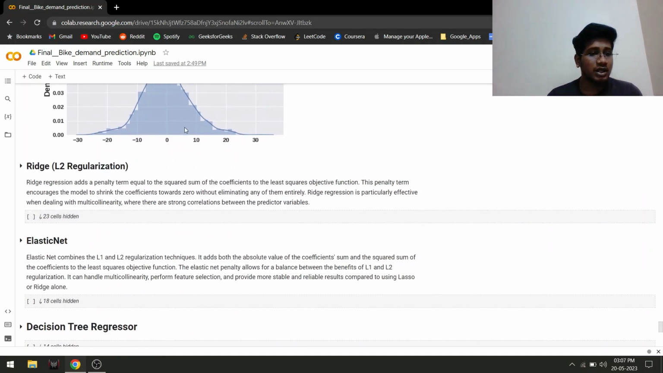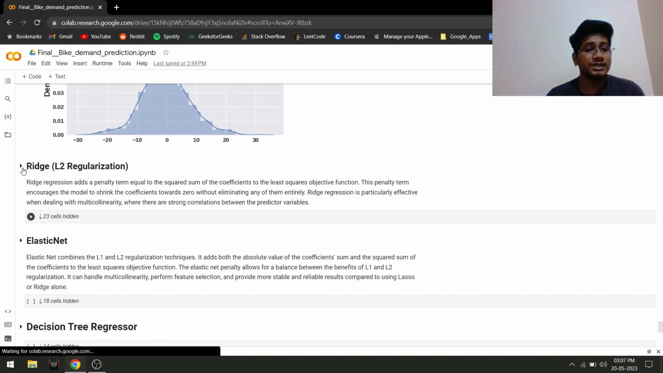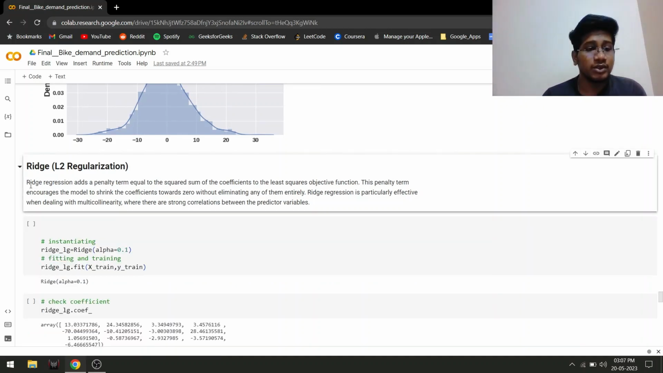After completing this, we will move to ridge, that's L2 regularization. What is L2 regularization? Ridge regression adds a penalty term equal to the squared sum of coefficients to the least square objective function. This penalty term encourages the model to shrink the coefficients towards zero without eliminating any of them entirely. Ridge regression is particularly effective when dealing with multicollinearity, when there are strong correlations between the predictor variables.